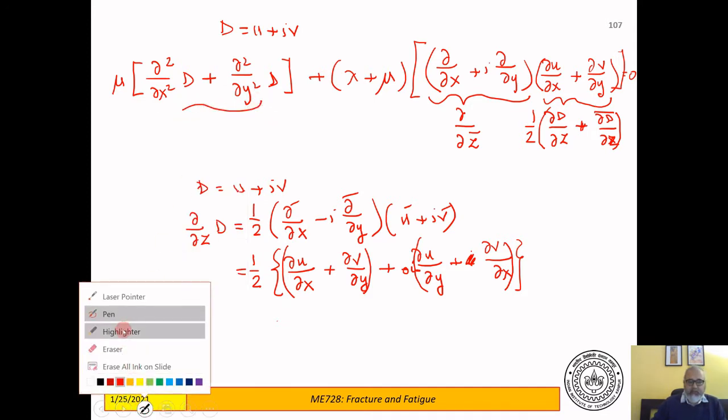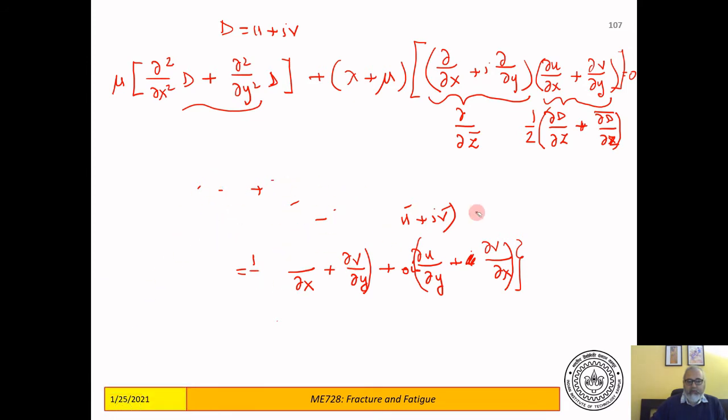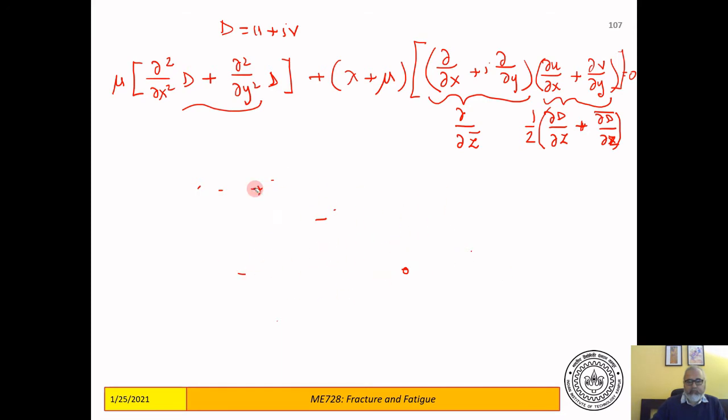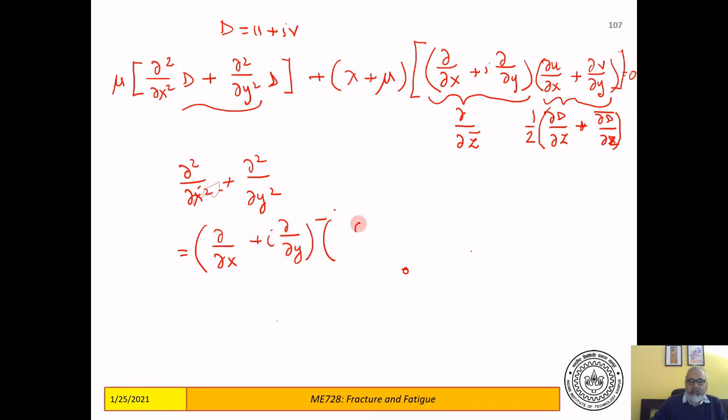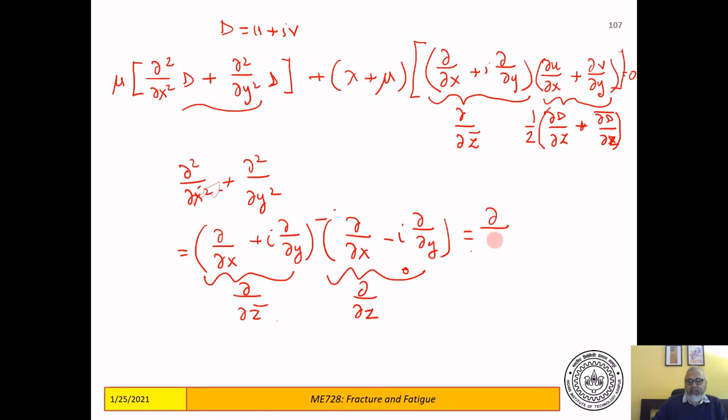Let's erase this. So del square is del del x plus i del del y times del del x minus i del del y. You will remember that this is del del z bar and this is del del z. So this is del del z bar of del del z. So this quantity here is del del z bar of del del z of d. Okay, so now we can club the terms together, and this is what we will get.